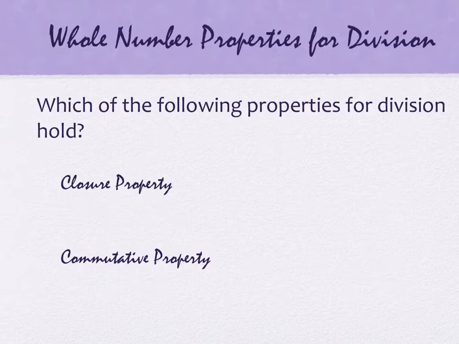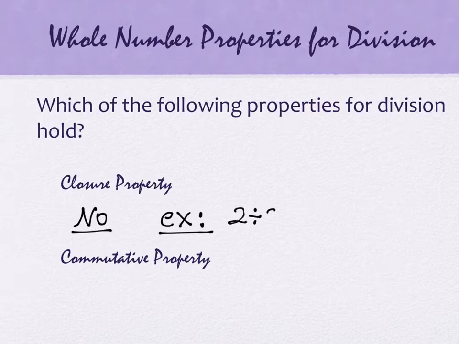So remember, if we're looking for ways that show something fails, we're looking for an example that shows it doesn't work. So in order for the closure property to not work, which it doesn't, the question is, what two numbers could I divide and end up with not a whole number? So can somebody give me an example? Two numbers divided that don't give me a whole number. 2 divided by 3, that would work. There's lots of examples, right? 2 divided by 3 is not a whole number. So it's not closed.